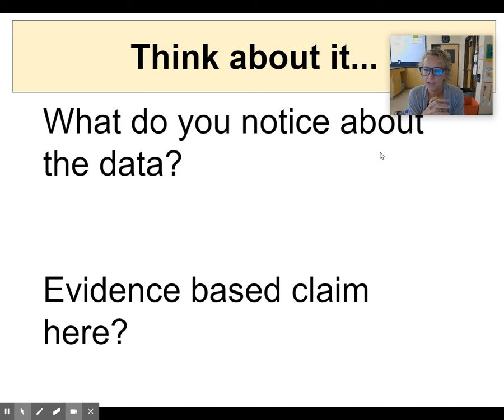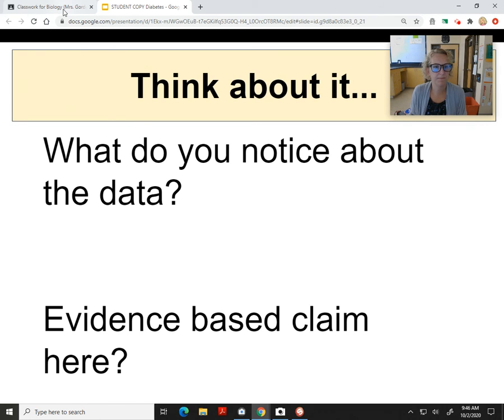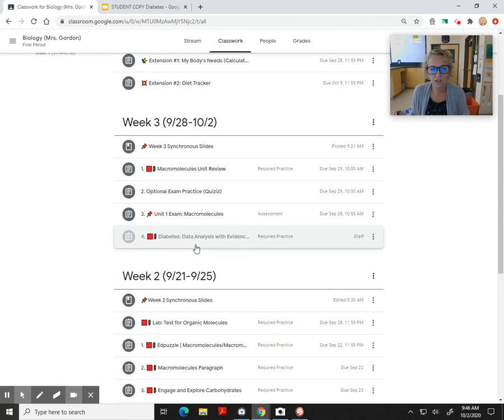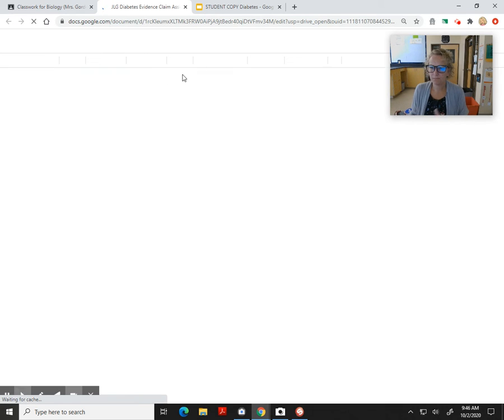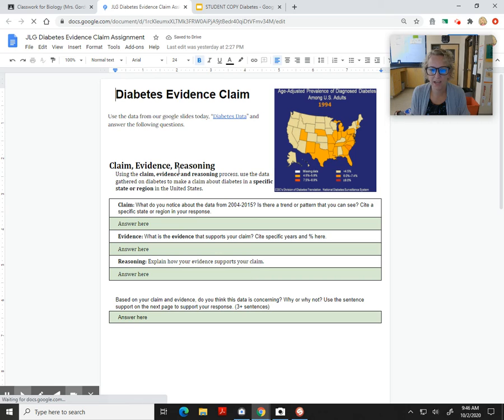So what I'm going to do is pause this right here, and we're going to head back out to your evidence-based claim, which is on Google Classroom as well. It's right here. It's called the JLG Diabetes Evidence-Based Claim. JLG is just my initials, so I know that's my document. So you're going to open up this document and take a look at the questions that relate to the diabetes data.